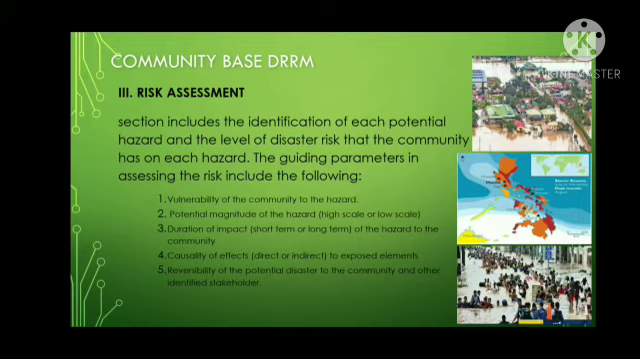Next, we have the causality of effects, directly exposed elements, and reversibility of potential disasters to the community and other identified stakeholders. So, direct and indirect losses refer to quantifiable losses, and the reversibility of potential disaster to the community and other identified stakeholders.